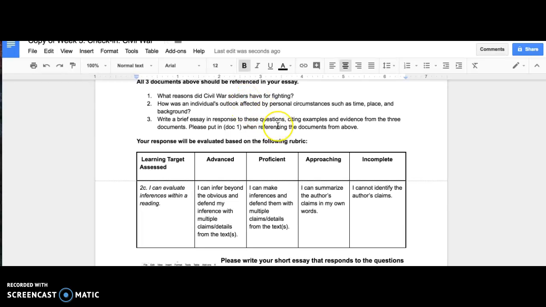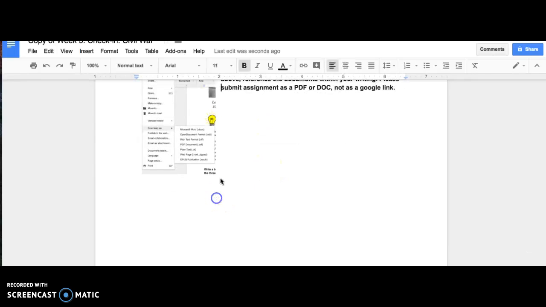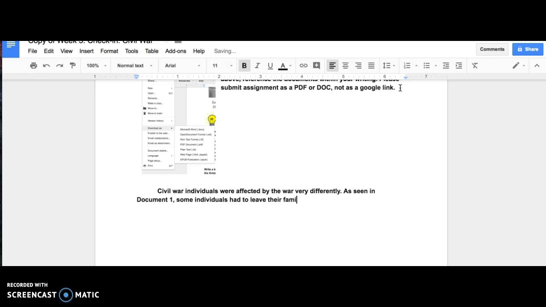I want you to write this in essay format. I don't want you to respond to each question underneath. I want you to actually write an essay. What I mean by referencing the document is, for instance, I want you to say Civil War soldiers or Civil War individuals were affected by the war very differently. As seen in document 1, some individuals had to leave their family behind.